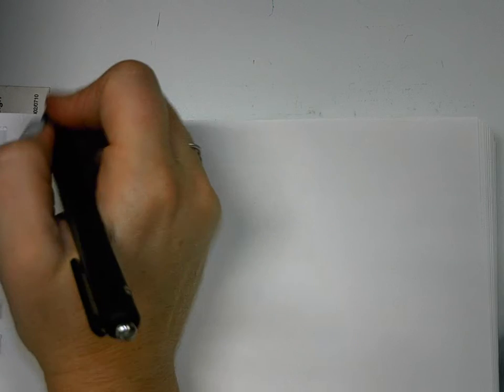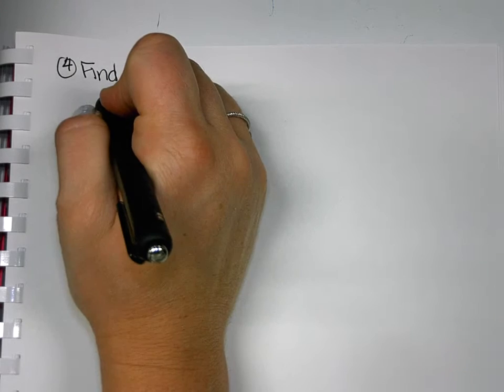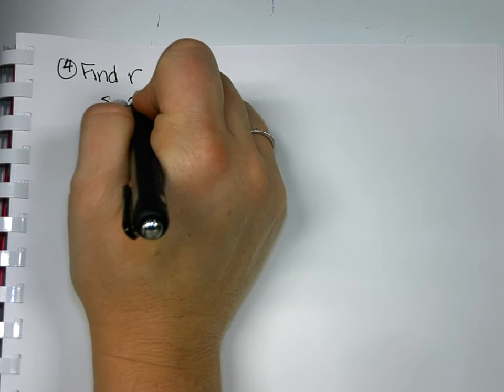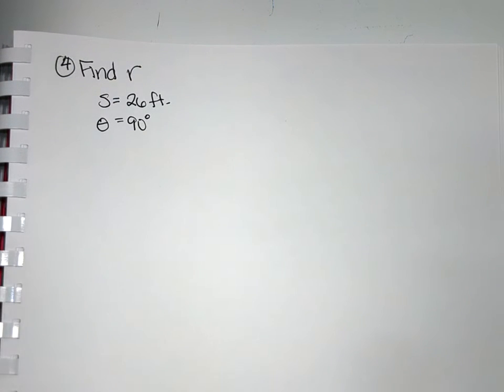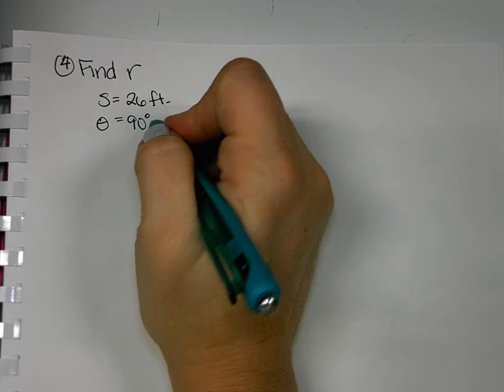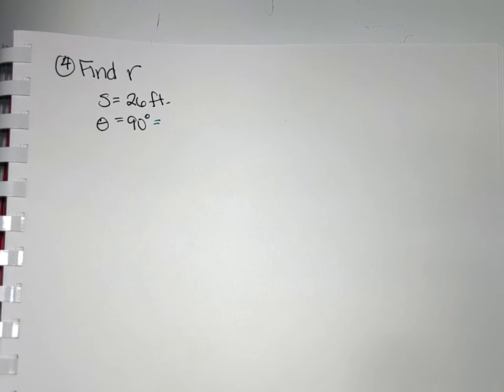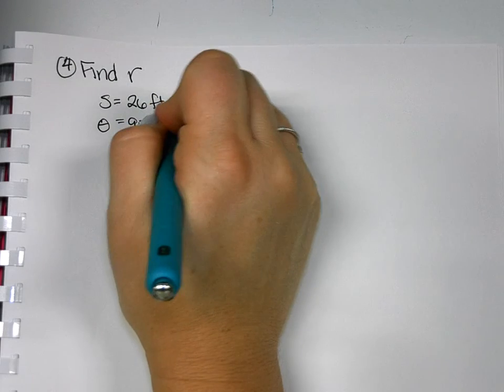So our last example for arc length, we're going to find r. So switch it up from finding theta to finding r. Okay. So I'm going to tell you that the arc length is 26 feet. Theta is 90 degrees. So again, when I look at this, are my units what they need to be? And I notice that no, my 90 degrees, I have to think, what is that in radians? Because theta has to be in radians. So that's the same as pi over 2.